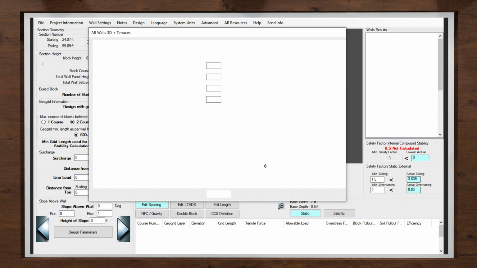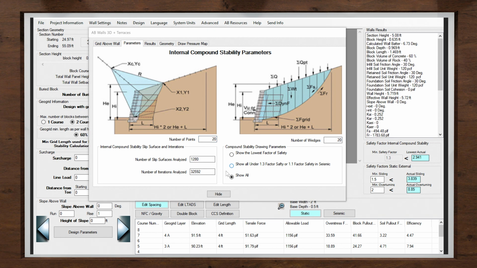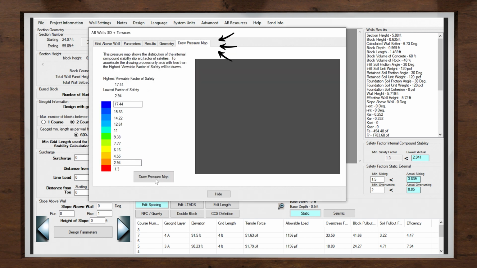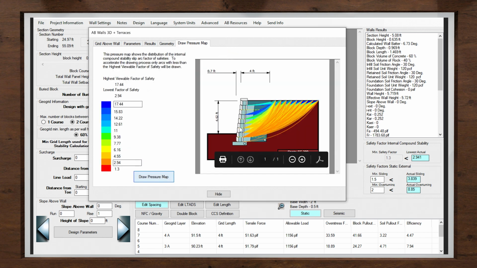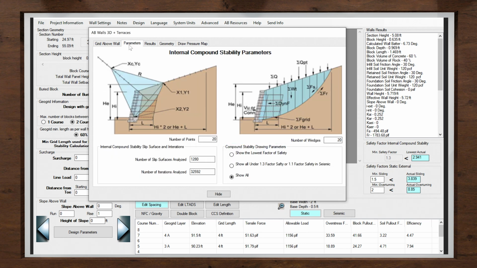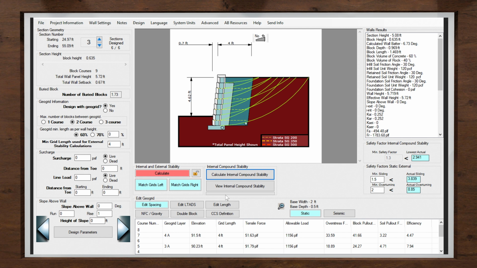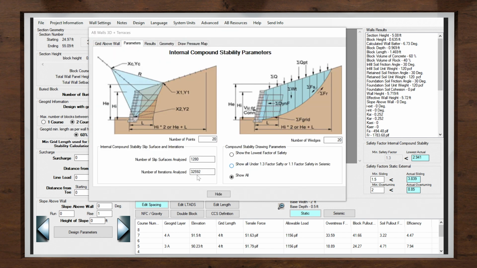Internal compound stability is an iterative calculation, and I can see how many times it ran on the Parameters tab. If I want a visual representation of the results, I can go to the Draw Pressure Map tab and see where those slip arcs are exiting through the face of the wall. When I go back to the cross section, I now have visual indicators showing where the most critical slip arcs are occurring.